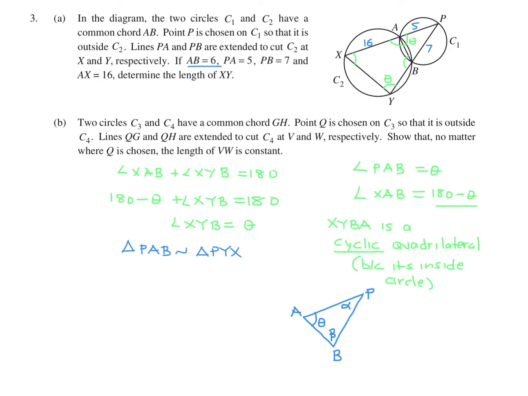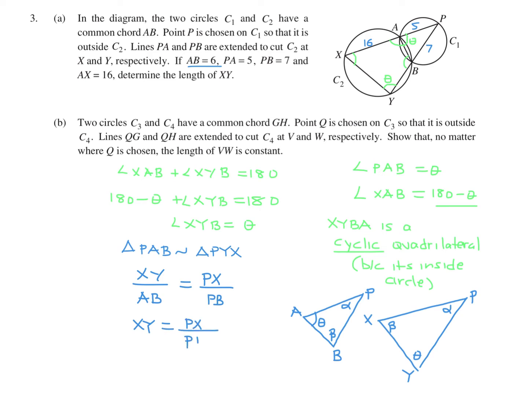Now let's draw the other one, PYX. PYX is essentially the big one all the way. And if you notice, this angle is the same, alpha, it's common to both triangles. But then this angle is theta, according to what we had figured out. So if two angles are the same, the third angle must be the same. So this is beta. So as you can see, that's why they're similar, because they have the same angles. And then based on that, we can create a relationship between the sides. XY over AB is the same as PX over PB. And therefore, XY is equal to PX over PB times AB.